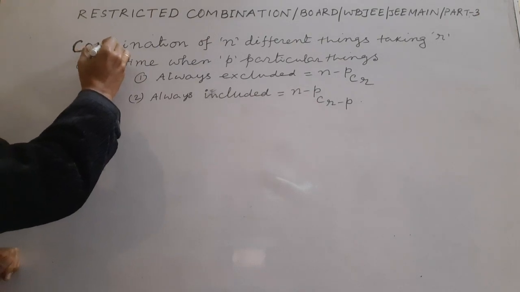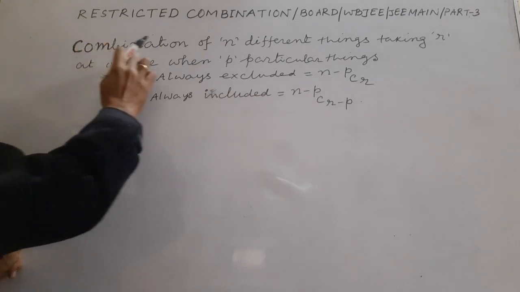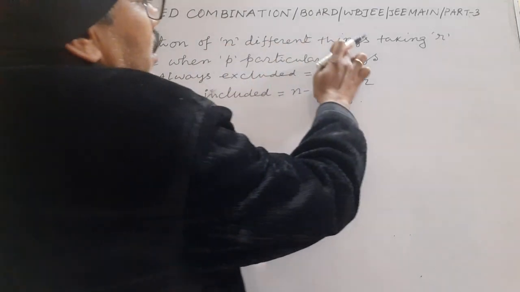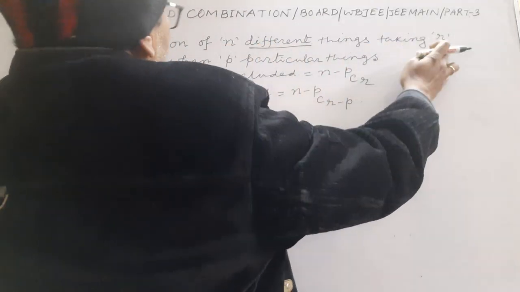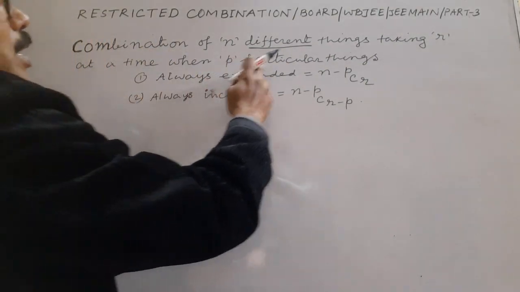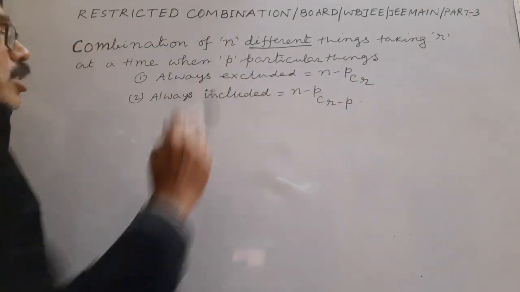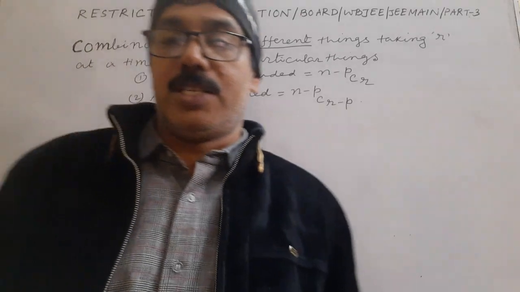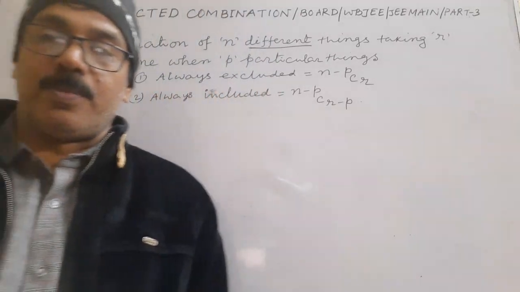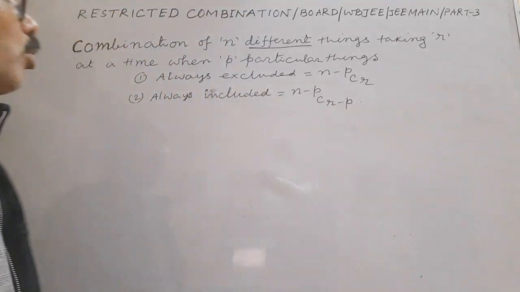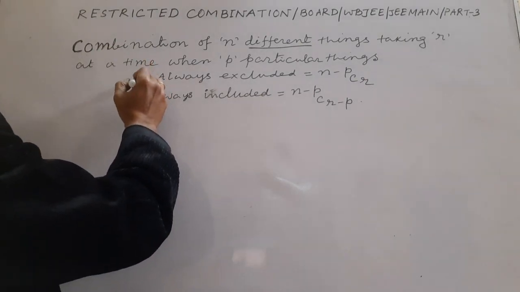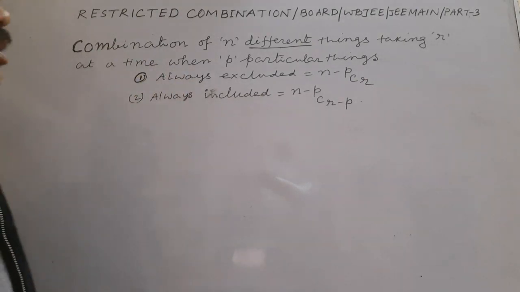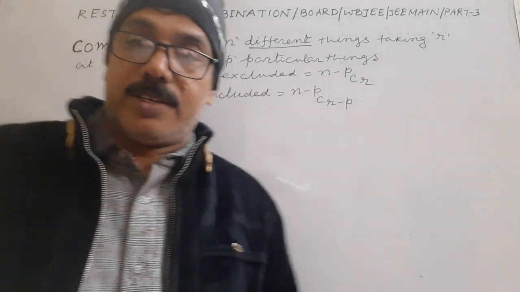Combination language will be combination or selection. Combination of n different things, n must be different, taking r at a time, when p particular things are always excluded and always included. So we first consider always excluded. P particular things are always excluded.